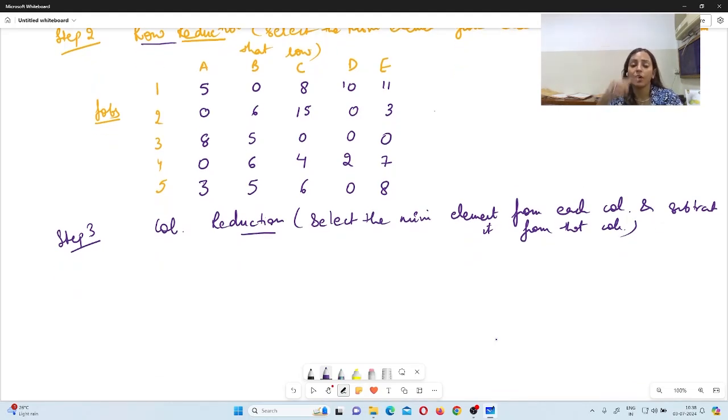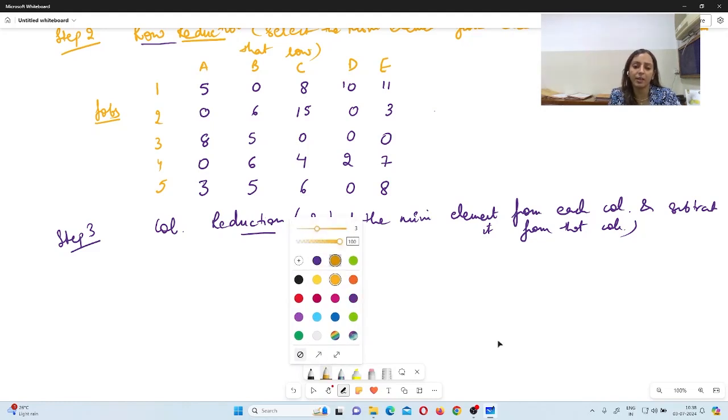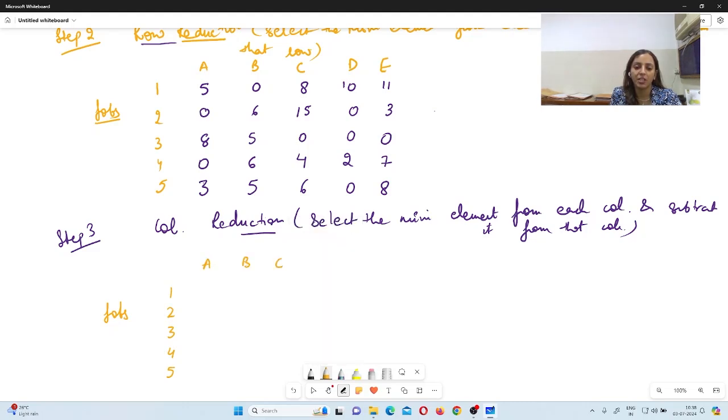But remember, now we are not considering the above matrix. We have to use this matrix only and then apply on this matrix. So again, the jobs you have to write it over here. How many jobs are there? 1, 2, 3, 4, 5 jobs are there. And how many machines are there? A, B, C, D, E, right?